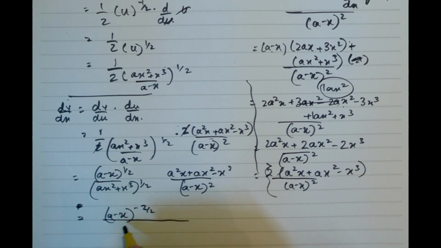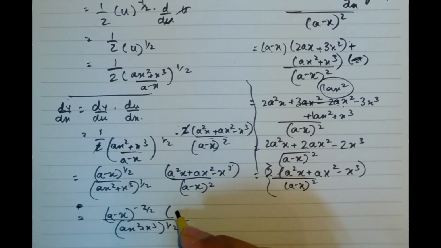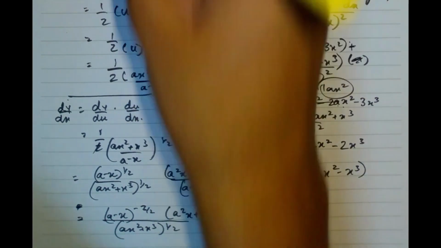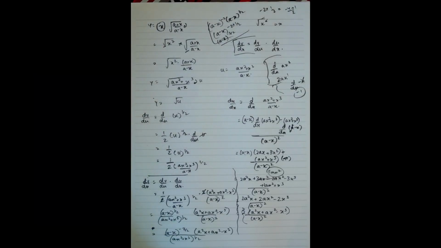In the denominator we have, and this thing was also present over here. It would be a square x. So this is the derivative of the function x root a plus x divided by a minus x.